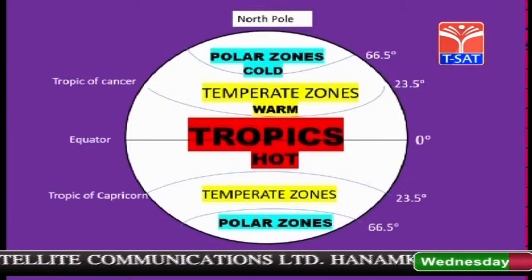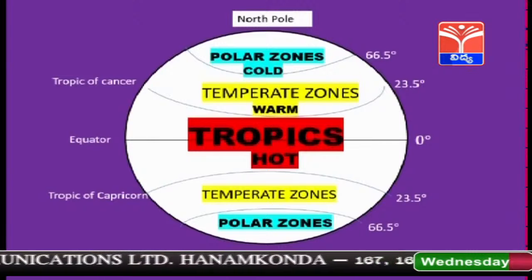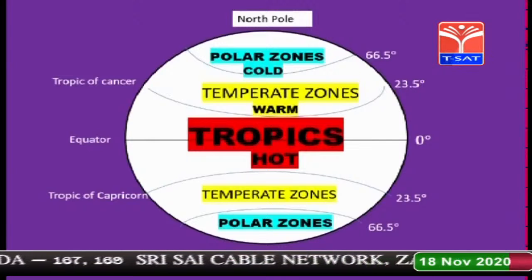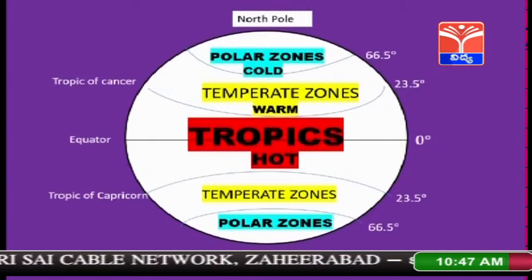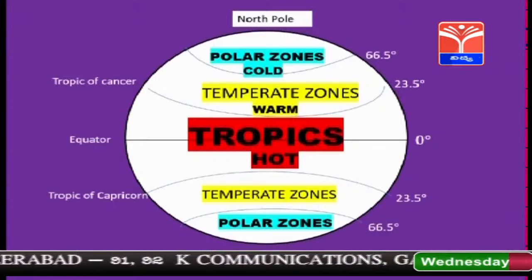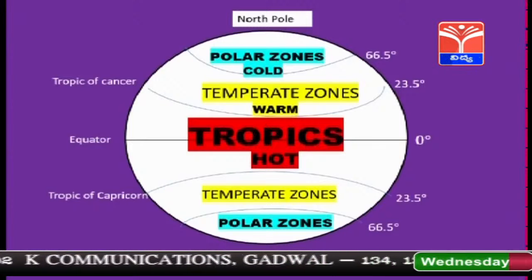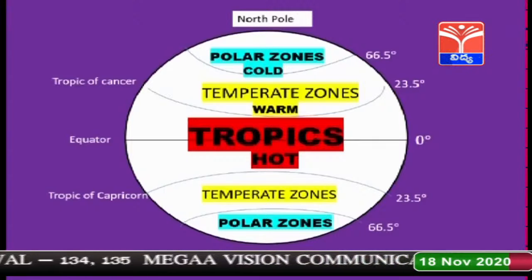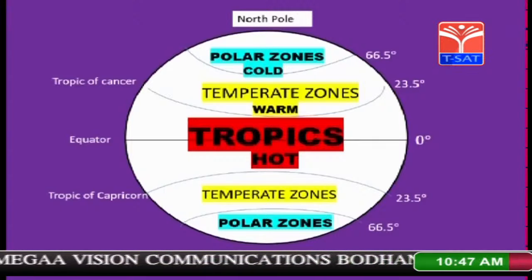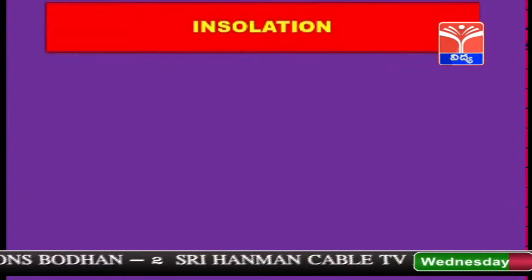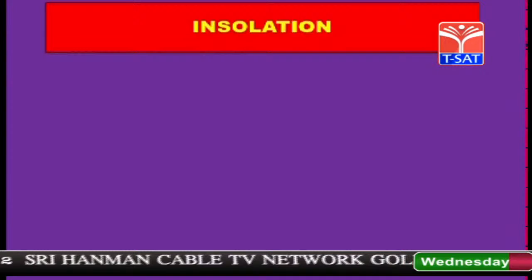Tropic zones are very hot because they are very close to the equator. Polar zones are very cold because they are very far from the equator. Temperate zones are warm compared to tropic and polar zones, as they are not too far nor very near to the equator.